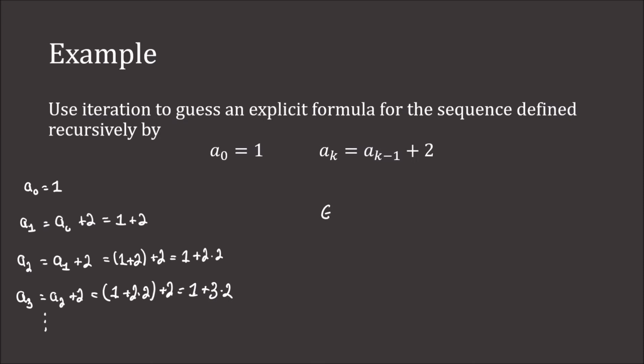So our guess is that a sub n would equal 1 plus 2 times n for all n greater than or equal to 0. Now, it is important at this point to note that this is purely a guess. We are not sure if this is actually a solution. In order to guarantee its solution, we have to prove it using induction, and we will actually go along those lines a little bit later in this video. So for now, we're just going to stick with this guess.